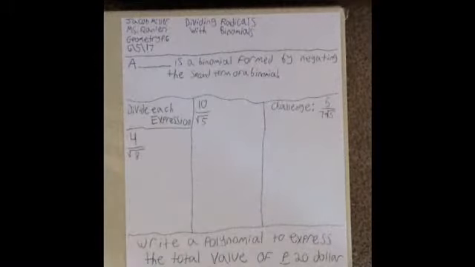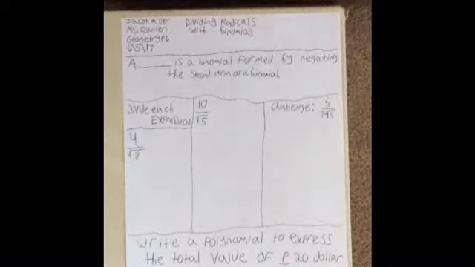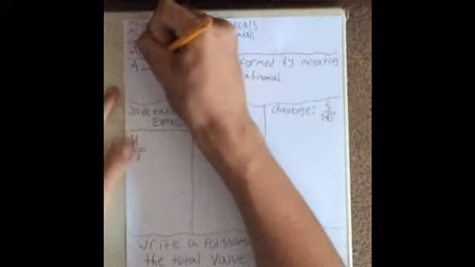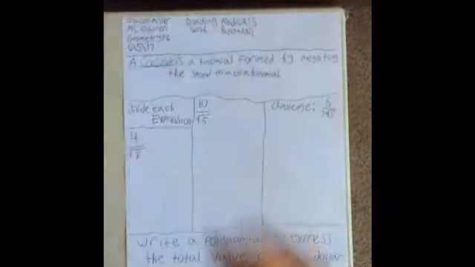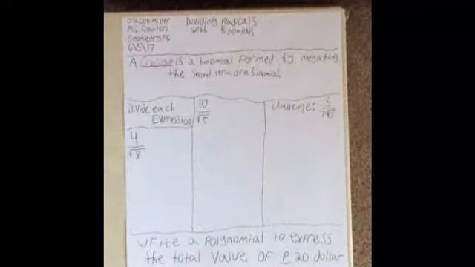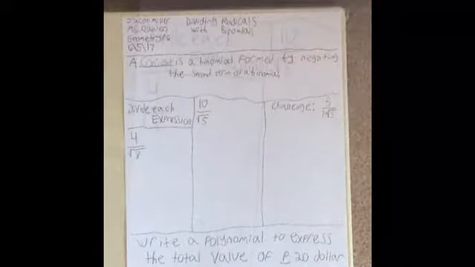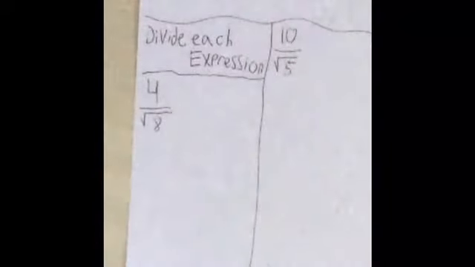A conjugate is a binomial formed by negating the second term of a binomial. So, that is the definition of a conjugate, C-O-N-J-U-G-A-T-E. Conjugate. A conjugate is a binomial formed by negating the second term of a binomial. Okay, so let's do the first problem.